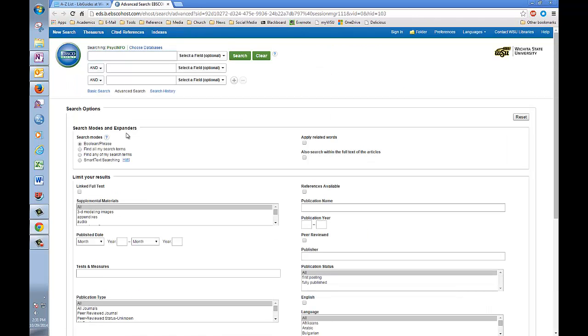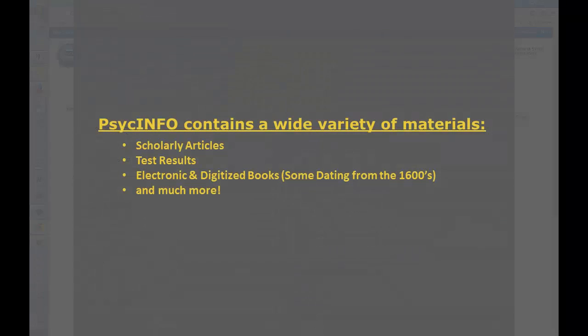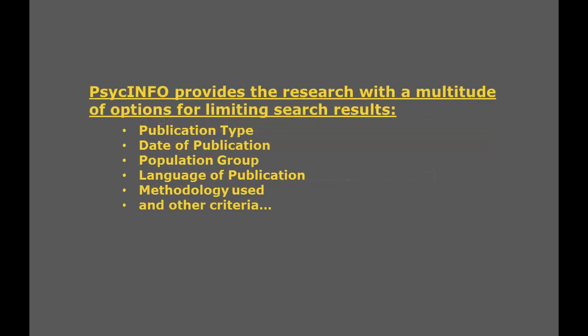Okay, so now we're on the search page for PsycINFO. PsycINFO is unique among our subject-specific databases for a couple of reasons. First, PsycINFO contains a wide variety of materials, from scholarly articles to psychological test results to electronic and digitized books. A few of the digitized books go back as far as the 1600s. Second, PsycINFO provides the researcher with a multitude of options for limiting one's search results. One can limit by publication type, by date of publication, by the population group surveyed, by the language of publication, and by the methodology used in the study, or a number of other criteria.